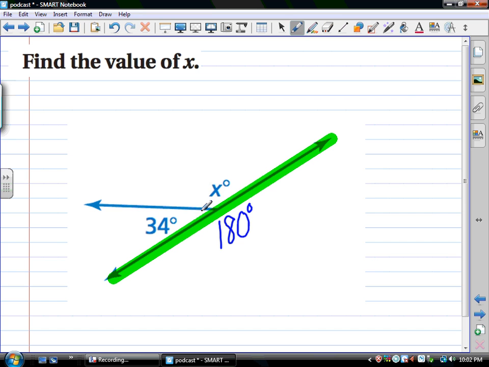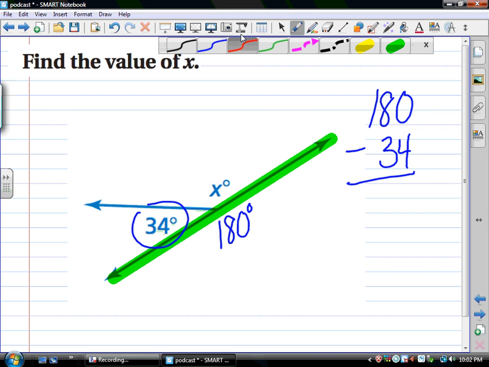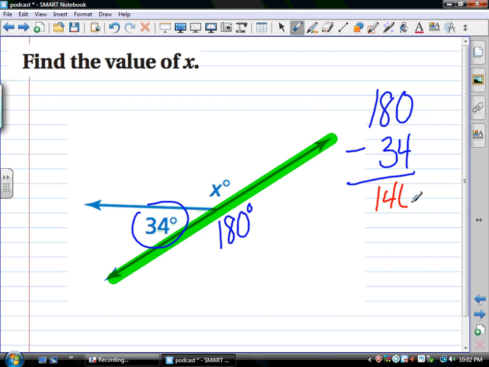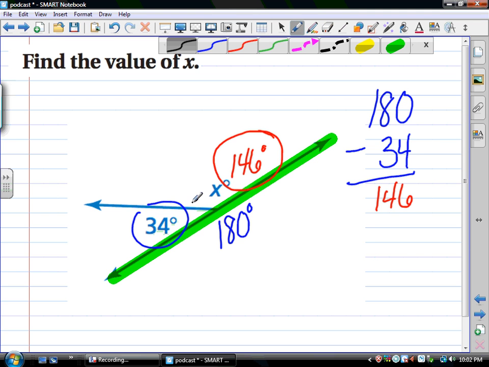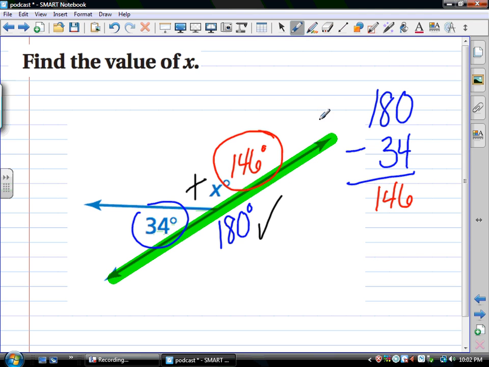Nice vocab. So since I need to get to 180, the easiest way to do the problem would be 180 take away 34, because that's what I know. When I do that, I get 146. X would be 146 degrees. Plus 10 for your group if you said to check your answers, see if it's correct. Add them together. It does give me 180.